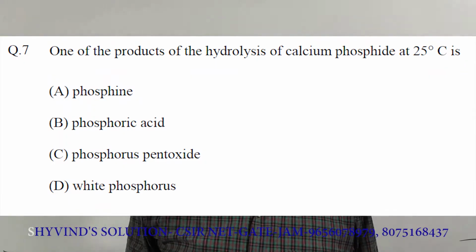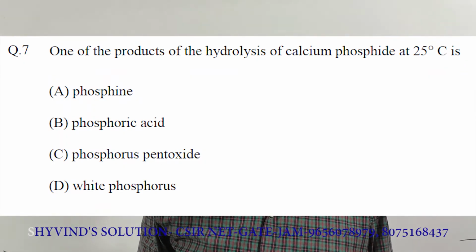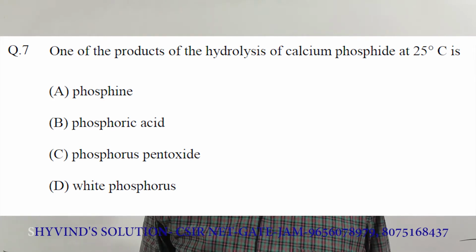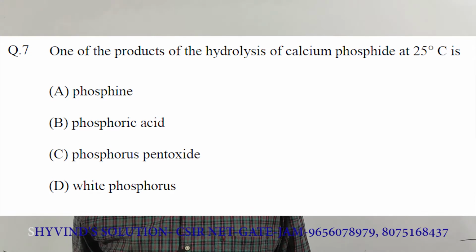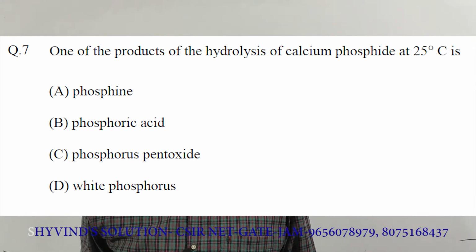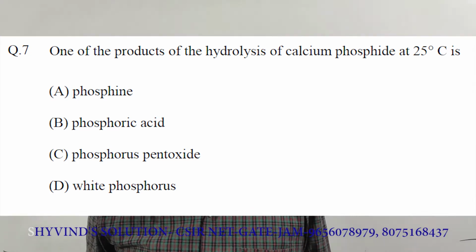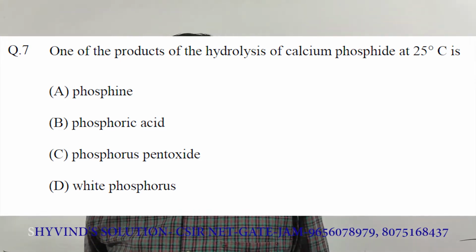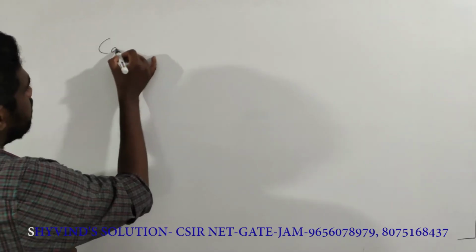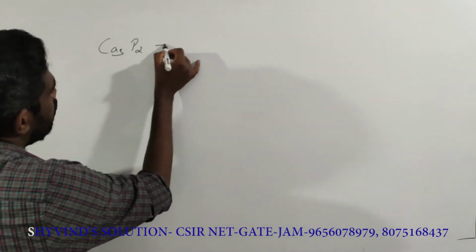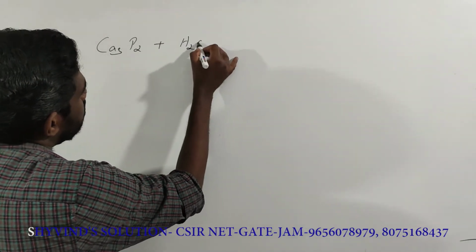Question number 7. One of the products of hydrolysis of calcium phosphide at 25 degrees Celsius is: first option phosphine, second option phosphoric acid, third phosphorus pentoxide, fourth white phosphorus. Ca3P2 is reacting with H2O.